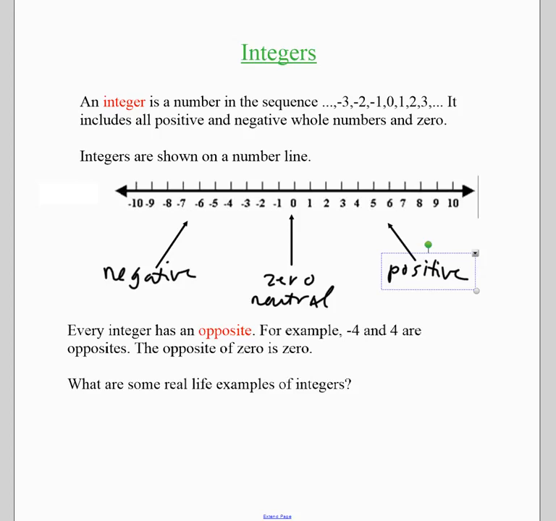Another thing for you to know about integers is every integer has an opposite. So for example, the opposite of 4 is -4. The opposite of 0 is 0. So 0 is kind of the exception to that rule, although you can say the opposite of 0 is 0. The opposite of 8 would be -8.